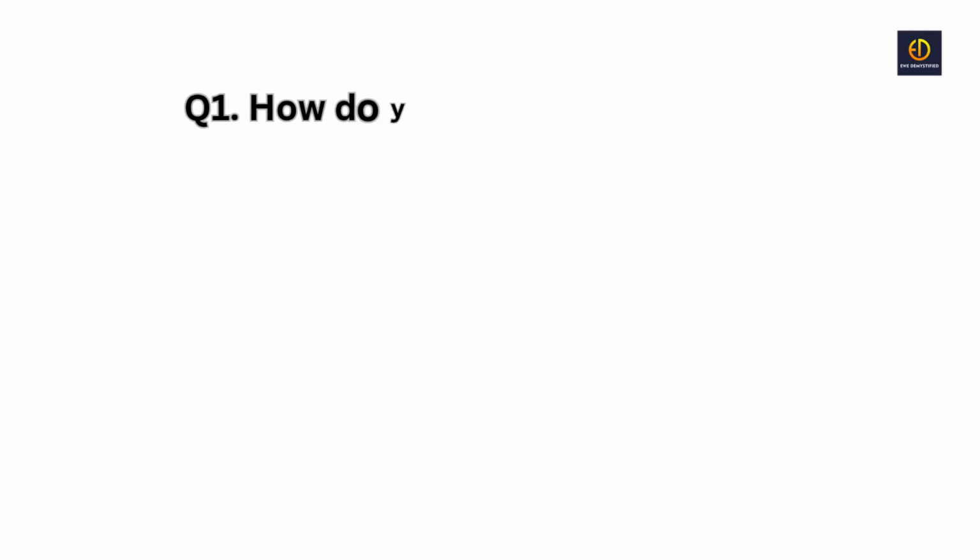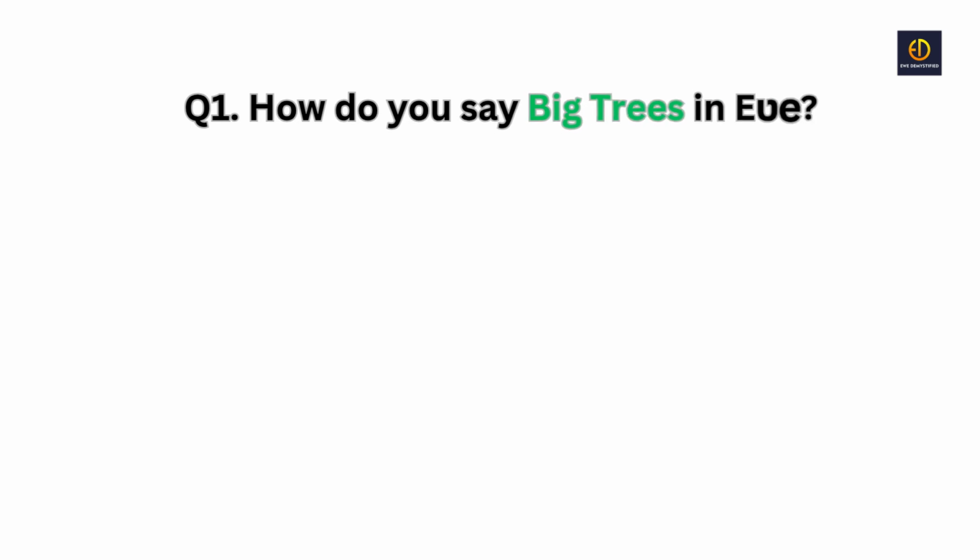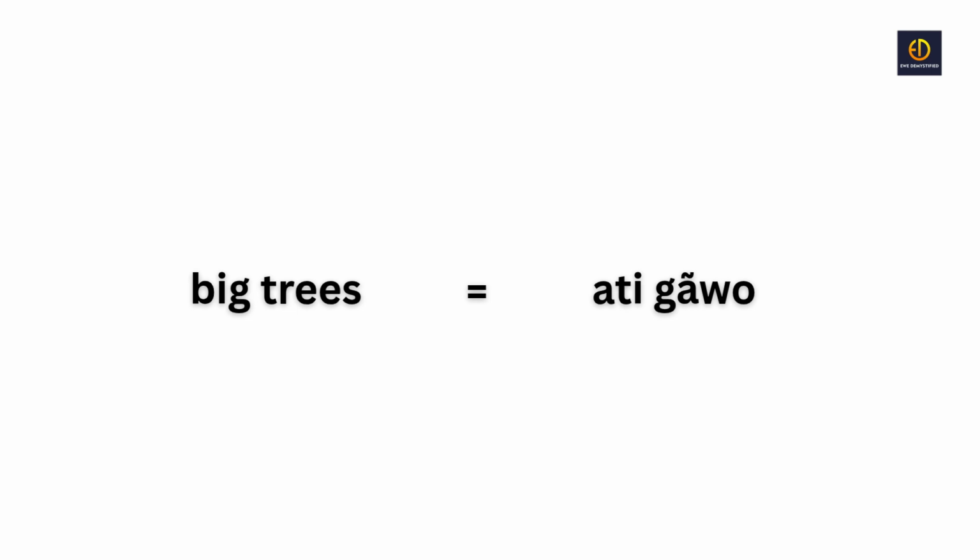Let's test your understanding. How do you say big trees? A. Ati wo gan. B. Ati gan wo. The correct answer is B. Ati gan wo. In other dialects, ati would be mentioned as achi, achi gan wo in the Anlo dialect.